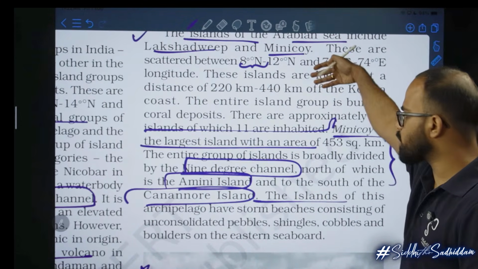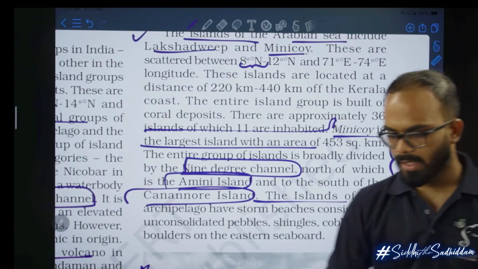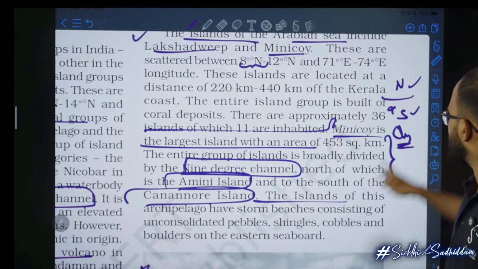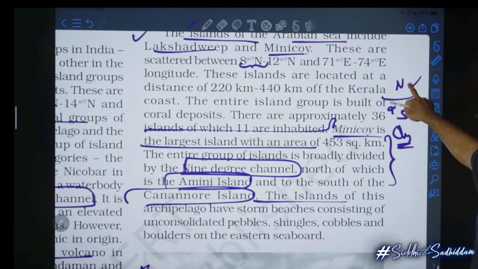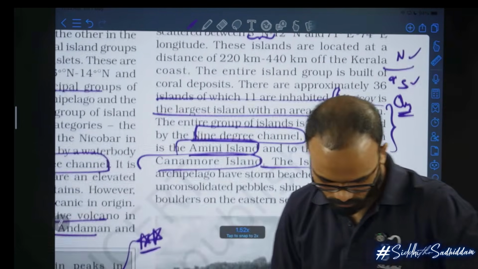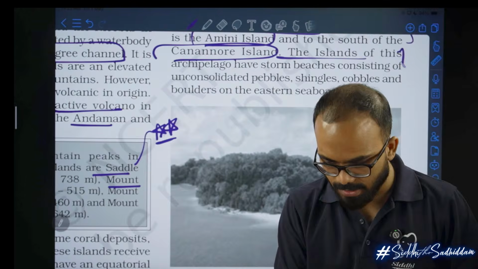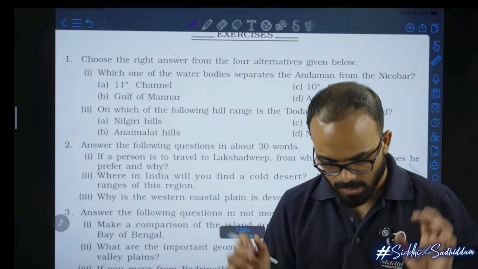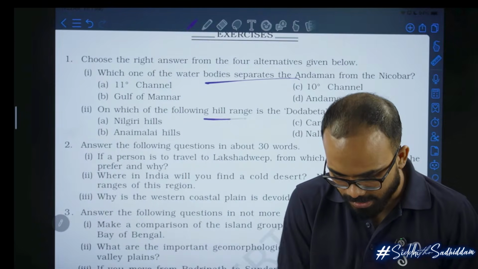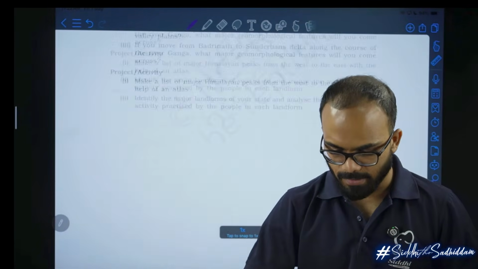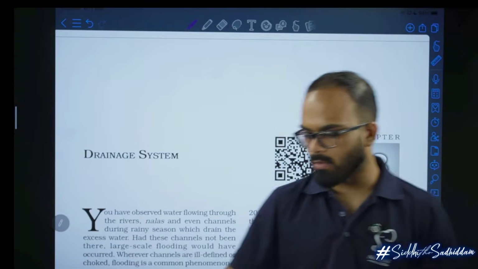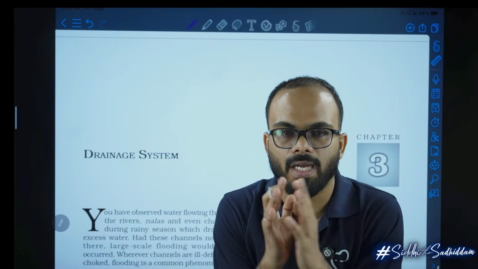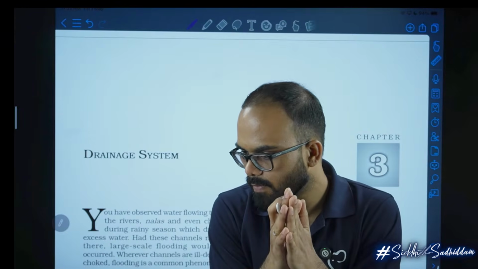9-degree channel, what is to the north of it, what is to the south of it? This is very important. This part becomes important. And then the types of beaches that are there, just give it a read. So this completes the topic of physiography, right? See which channel separates, what is a hill range. More or less these are the types of questions that they are asking. So you understood what you have to study in these two chapters. From the chapters of physiography and physical extent, you understood what to study.